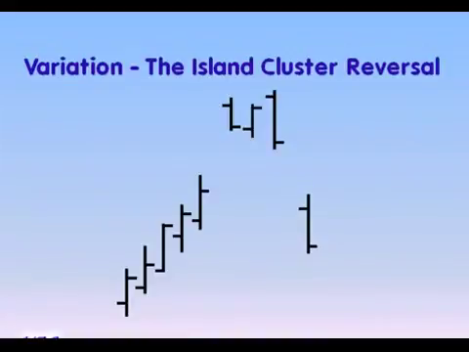A variation of the island reversal is the island cluster reversal, in which the single price bar island is replaced by a cluster of price bars, or a group of price bars. Once again, provided we have the gap up to the cluster and the gap down, it's a valid pattern.